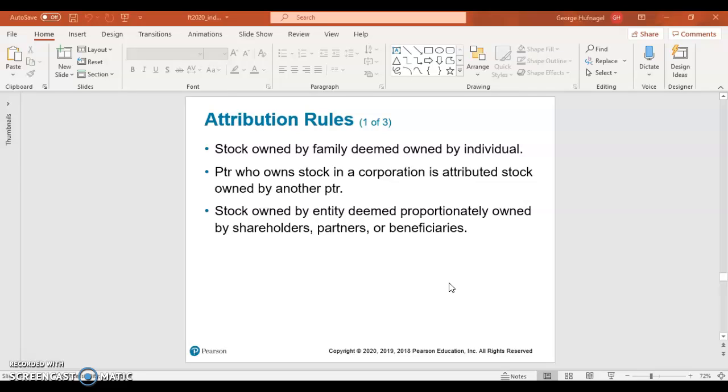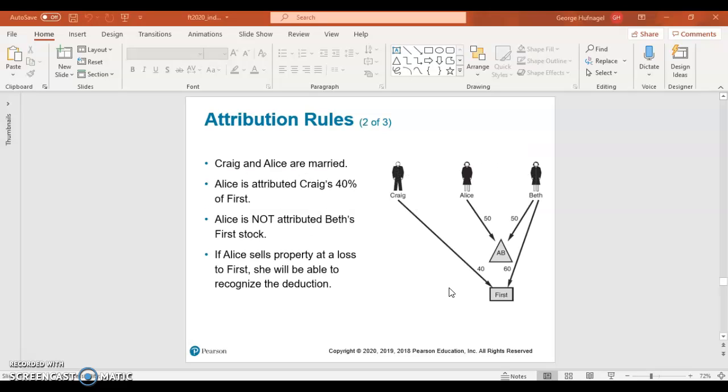Attribution rules. Stock owned by family is deemed owned by the individual. A partner who owns stock in a corporation is attributed stock owned by another partner. Stock owned by an entity is deemed proportionally owned by shareholders, partners, or beneficiaries. Craig and Alice are married. Alice is attributed Craig's 40% of First. Alice is not attributed Beth's First stock. If Alice sells property at a loss to First, she will then be able to recognize the deduction.